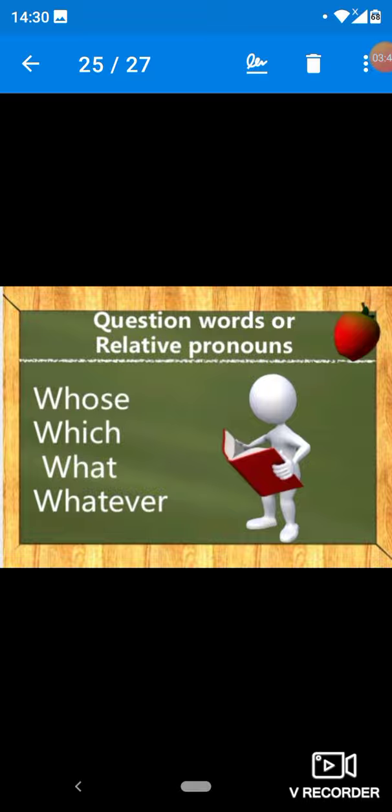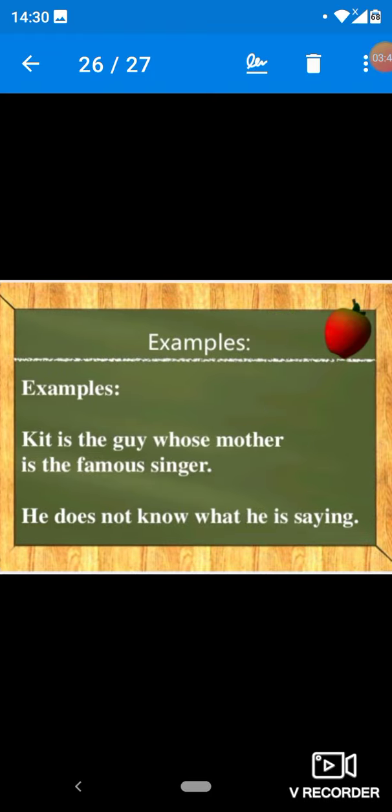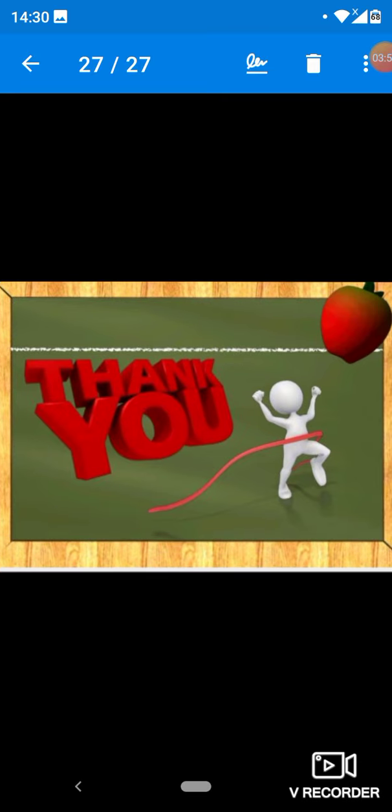Question words, which are also called relative pronouns: who, which, what, whatever. Kit is a guy whose mother is a famous singer. So they are also called interrogatives, and along with that they are also called relative pronouns because they show the relationship of the noun with the other.